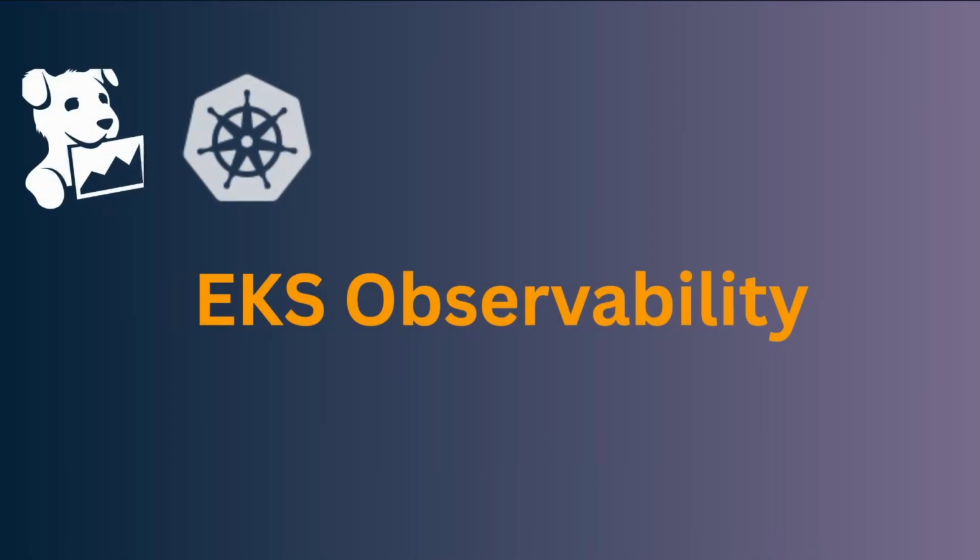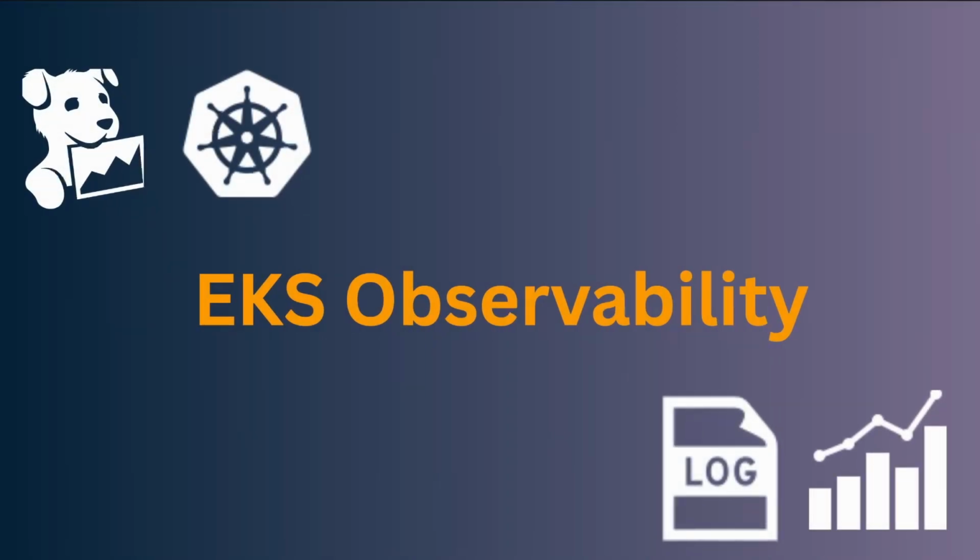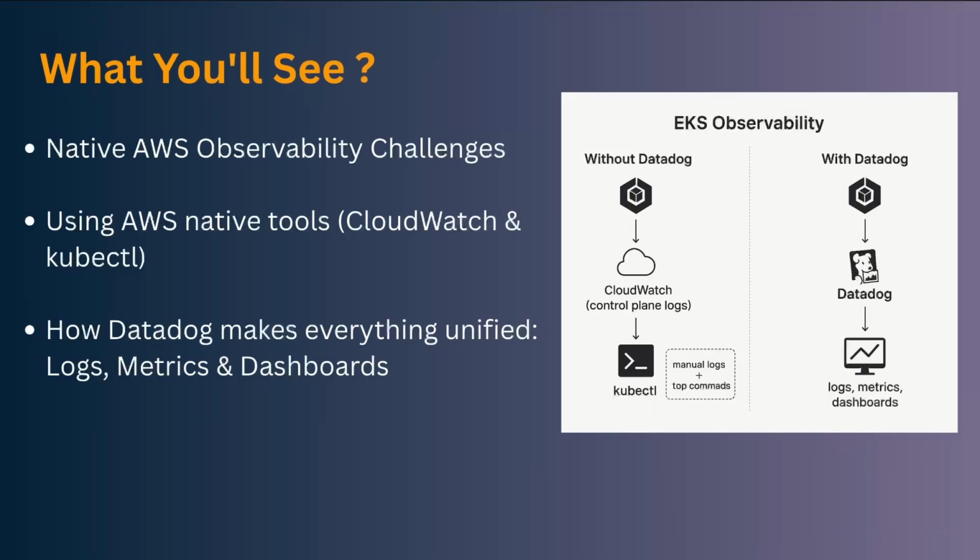Imagine you have a mission critical application running on Kubernetes, but you have no clue why it is slow. Logs are scattered, metrics are incomplete, and tracing is missing. That's the struggle. Today I will show you how Datadog turns EKS from a black box into a crystal clear window of insights. Today, you are going to see the challenges with AWS native tools like CloudWatch and kubectl. Also, I will show you how you can overcome these challenges with the help of the Datadog platform.